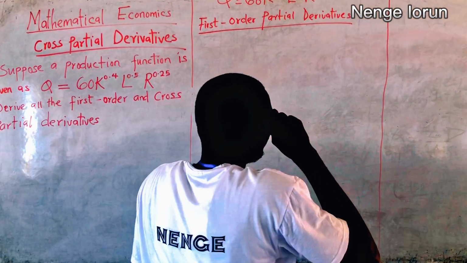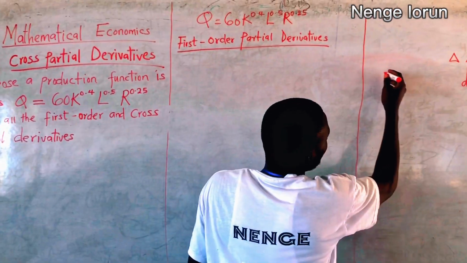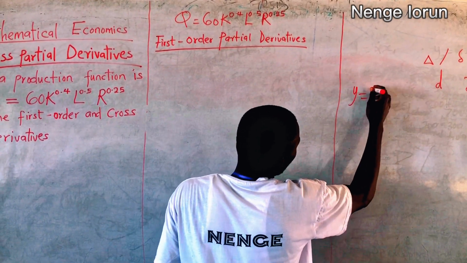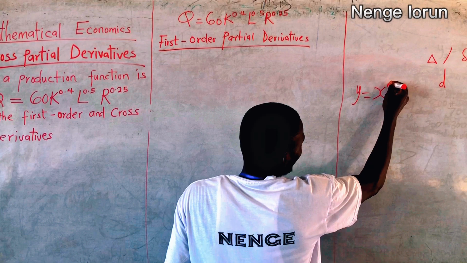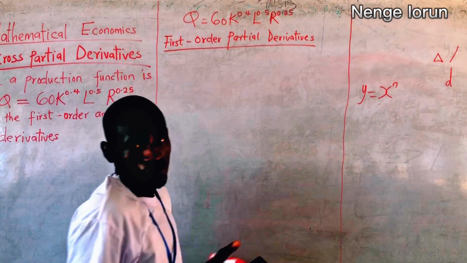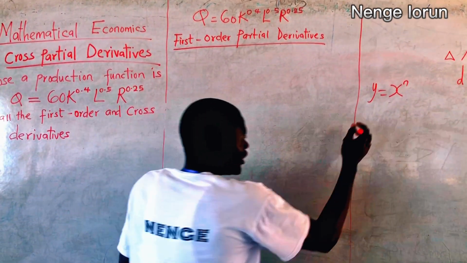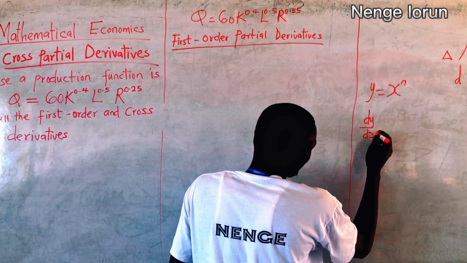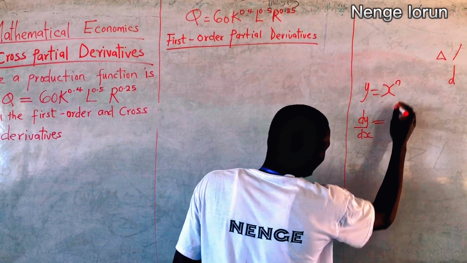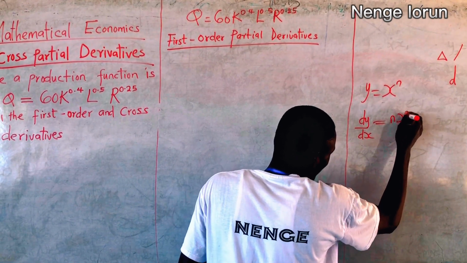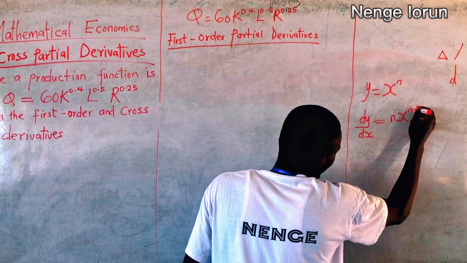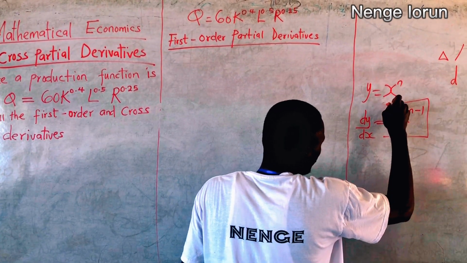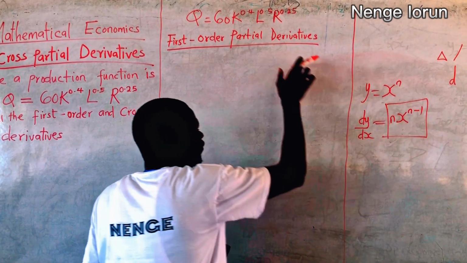So now, you also have to recall your basic rule for differentiation, which is when you have y equals x raised to the power of n, the basic rule of differentiation is dy dx, dy with respect to x here generally is n times x raised to the power of n minus 1. So we are going to apply this general rule of differentiation to solve this question.